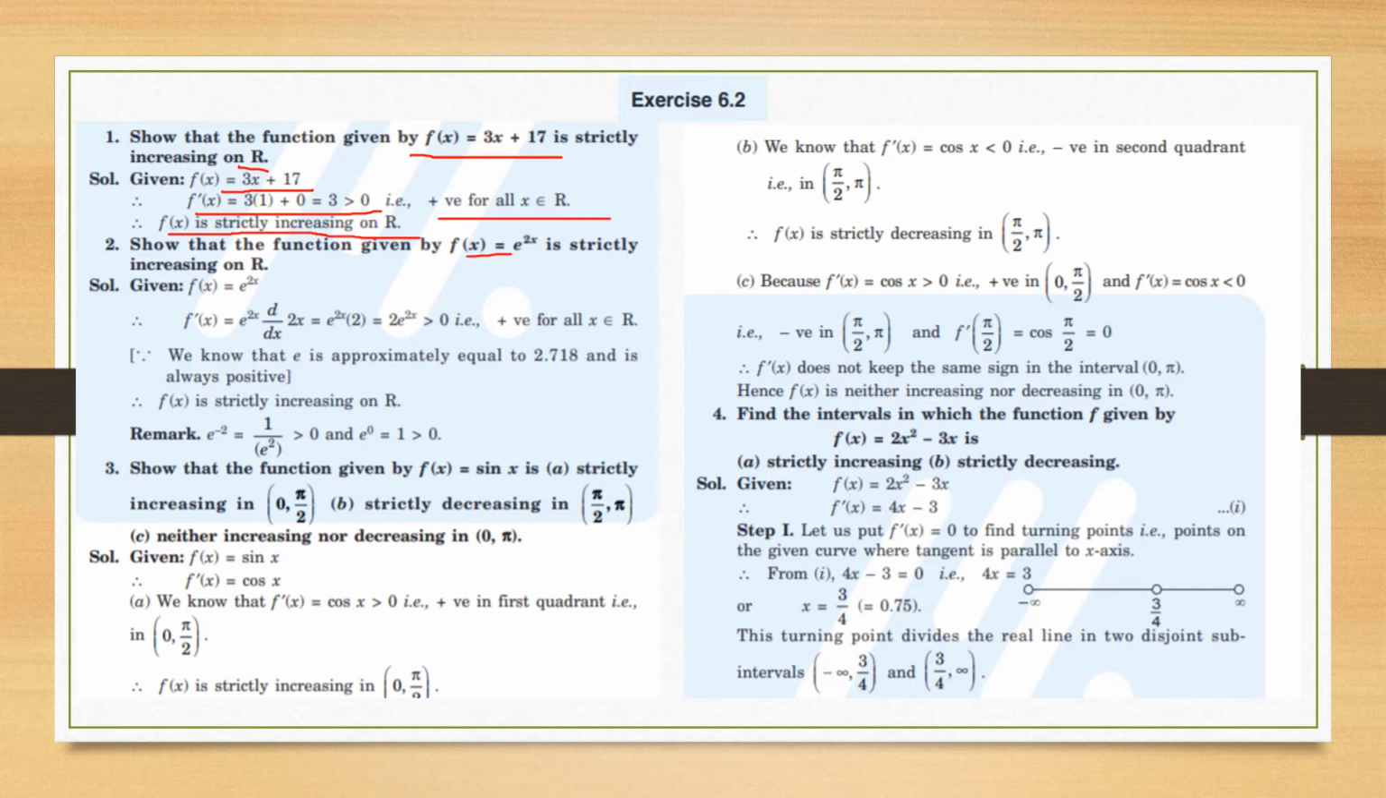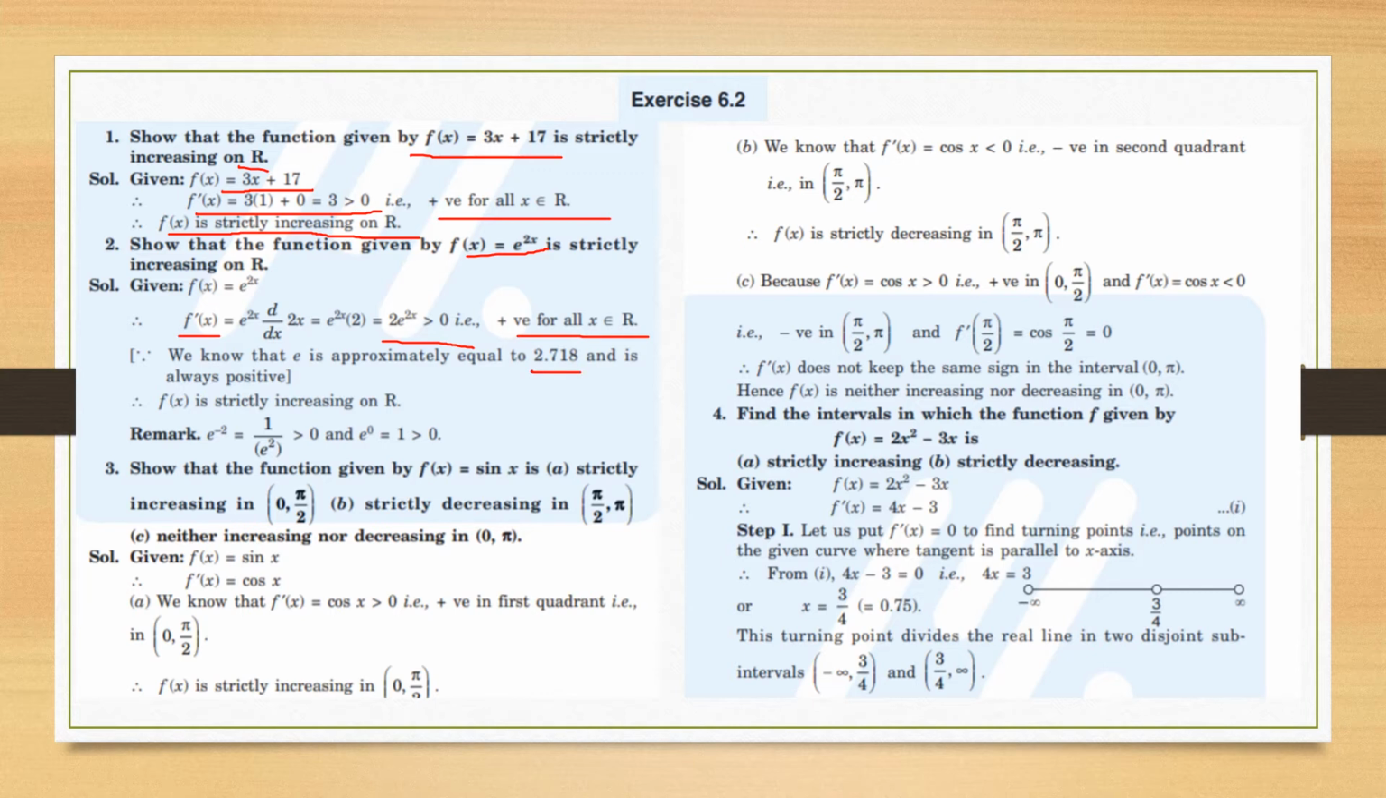Second is f(x) equal to e raised to power 2x. So when I differentiate it, I get 2e raised to power 2x, which is always positive for all real numbers. Why? Because e is a number which is approximately equal to 2.718, which is always positive.